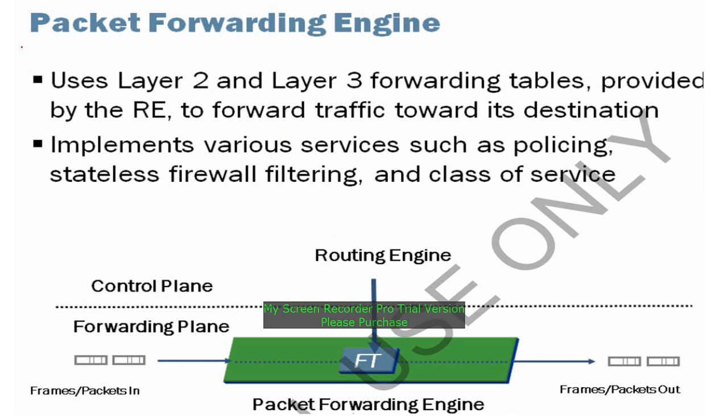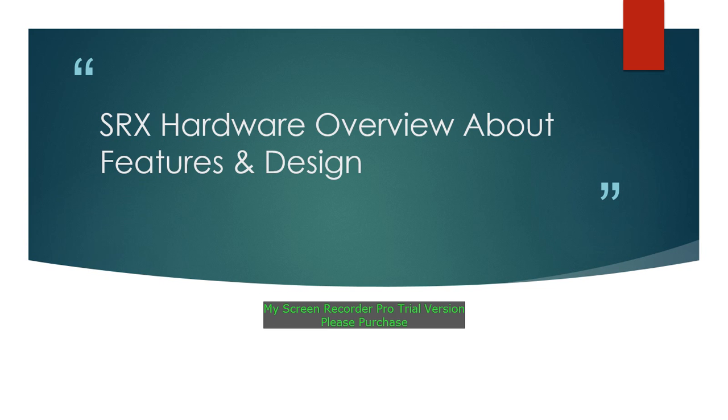Now this is the packet forwarding engine. It is used for layer 2 and layer 3 forwarding using the table provided by the routing engine. Means the control plane will forward that routing table. It will create a copy of that table and send it to the forwarding plane, and implement various services such as policy, stateless firewall filtering, and class of service. All services will be pushed to the forwarding plane.